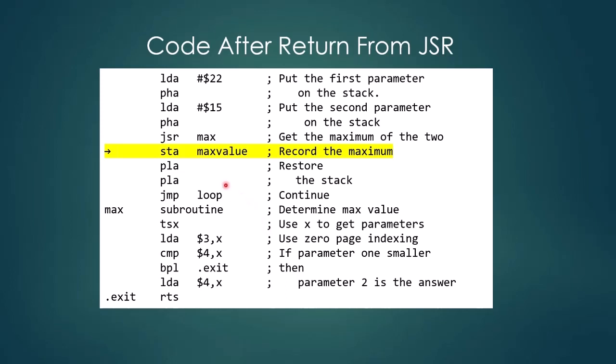Now we step through a few times, and this is the code after the return from the JSR. At this point, the code is going to clean up the stack to get it back to the initial state, and that's what these two PLAs are about. Now, PLA stands for pull A. However, this is kind of uncommon. Normally, the terminology is push and pop for stacks. It's not push and pull.